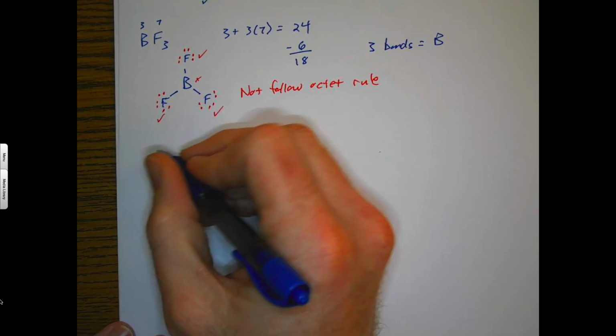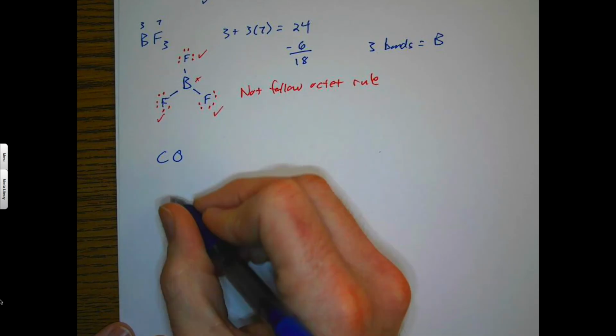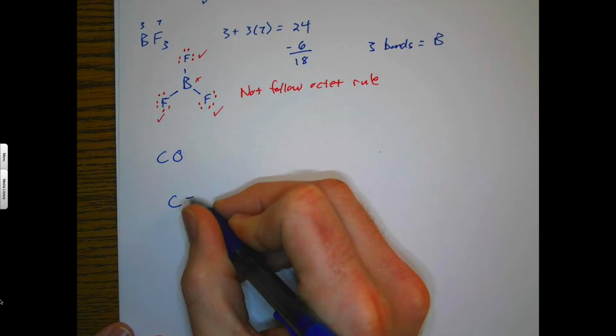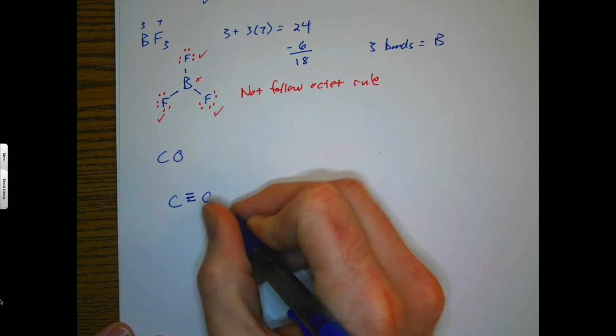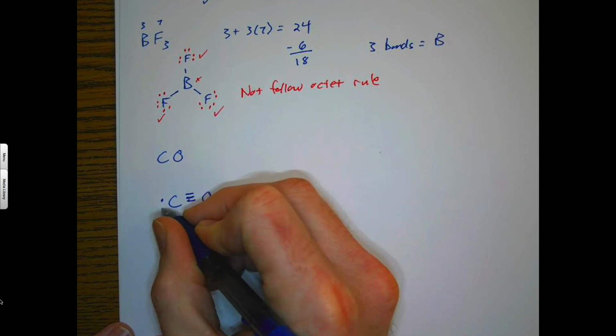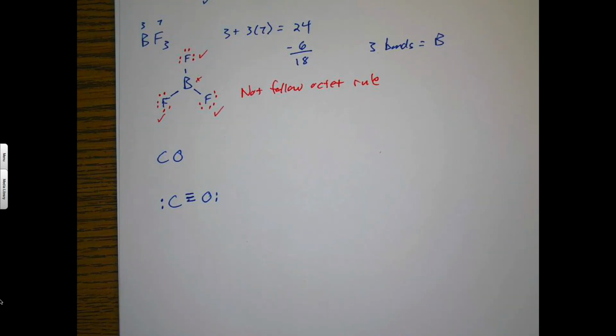Carbon monoxide. This one is a really, really special one. I will just draw it like this. I will save you the pain. Carbon monoxide makes a triple bond here, and this is probably the only place that you will see lone pairs on carbon. That is very, very infrequent.